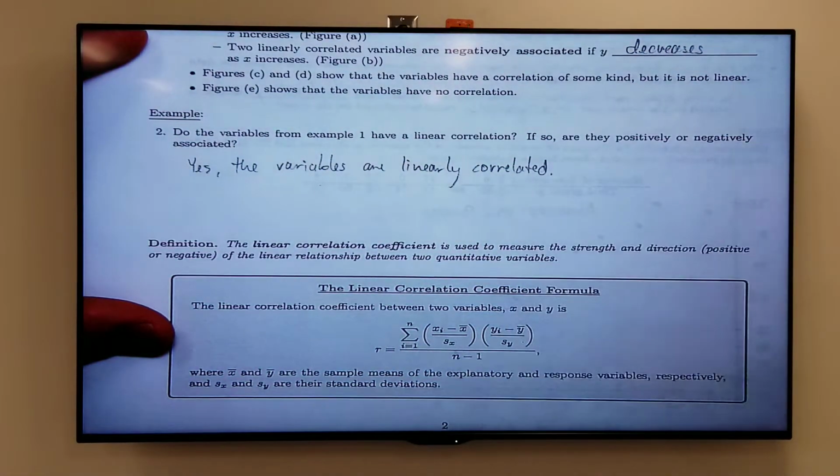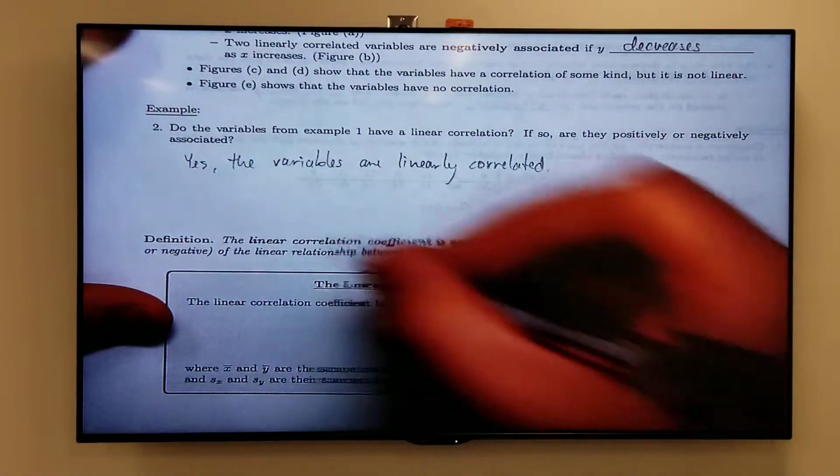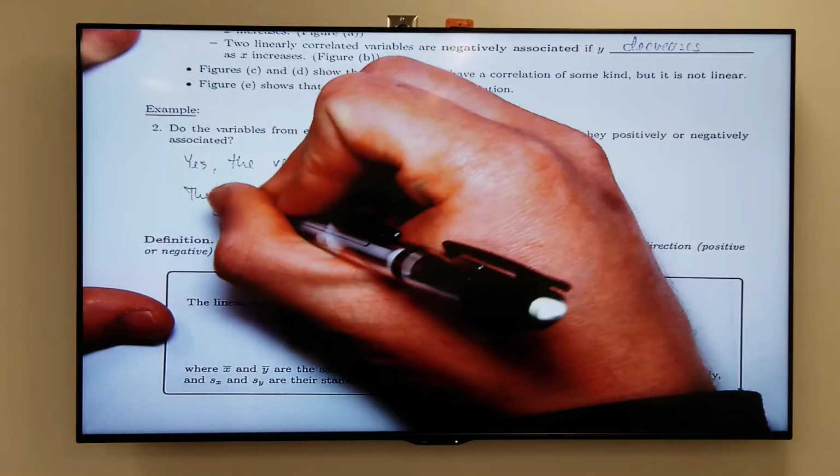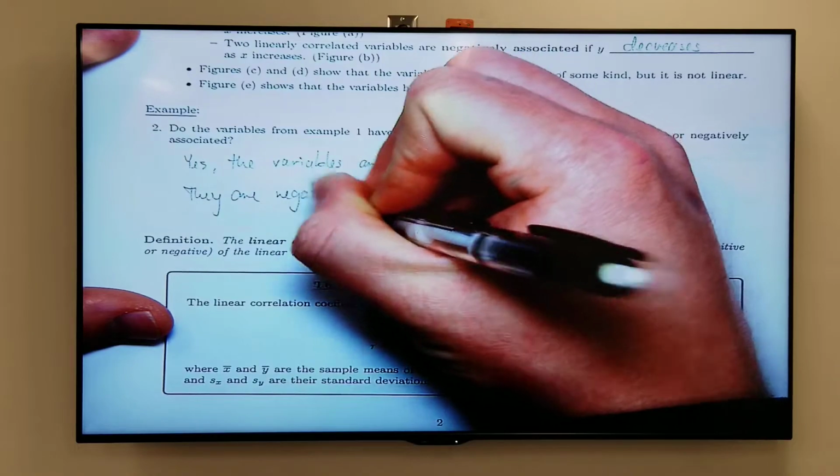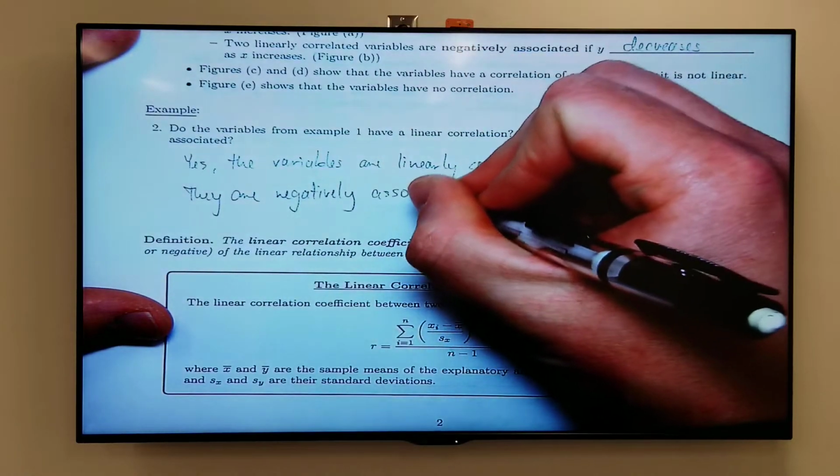And then if so, are they positively or negatively associated? They are negatively associated.